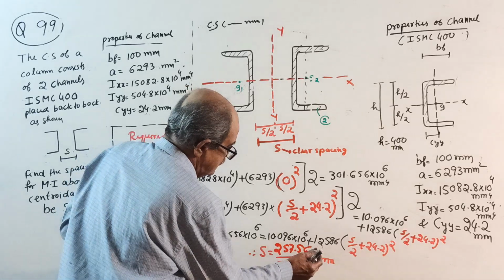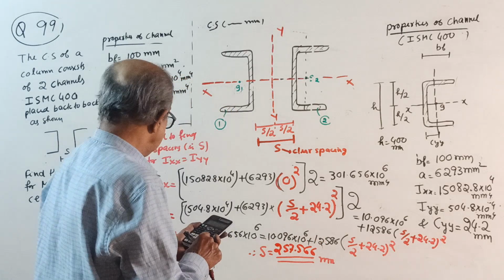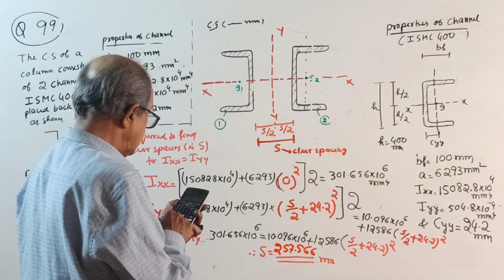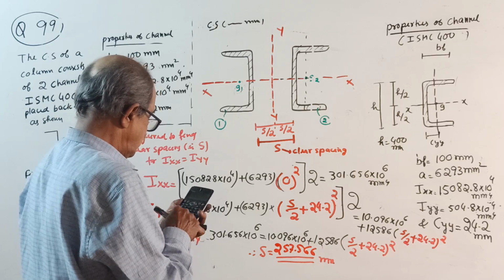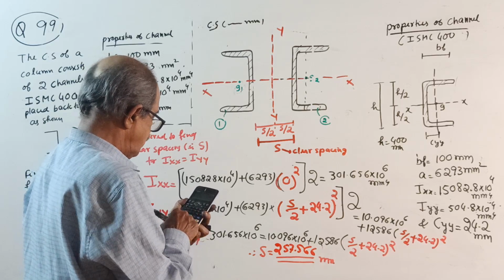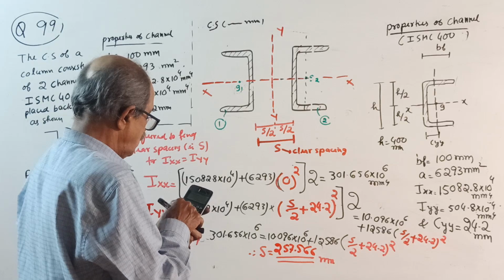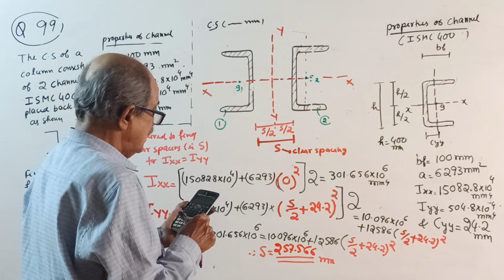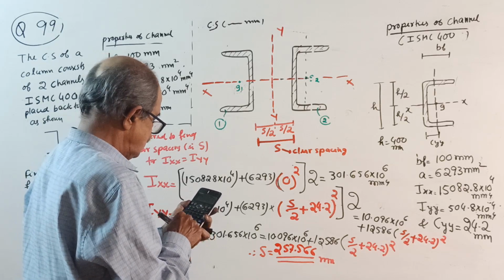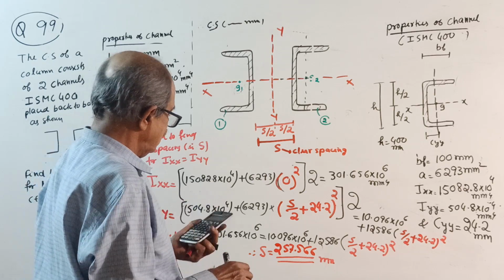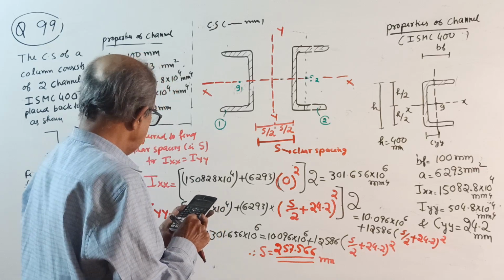257.566 millimeter. I'll just check the answer once again. 301.656 minus 10.096 into 10 to the power 6 divided by 12586. Then root answer, minus 24.2 into 2. 256, correct, 256 coming up. Something wrong.